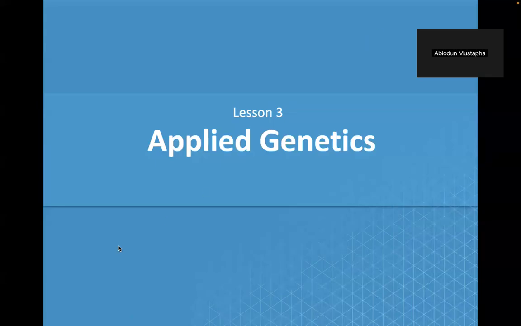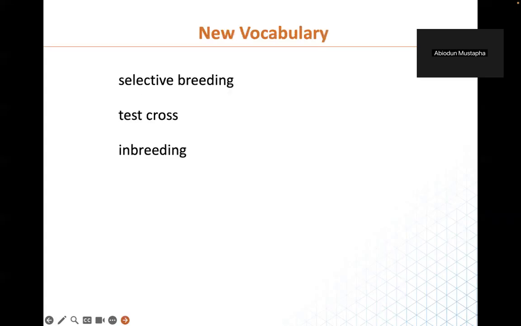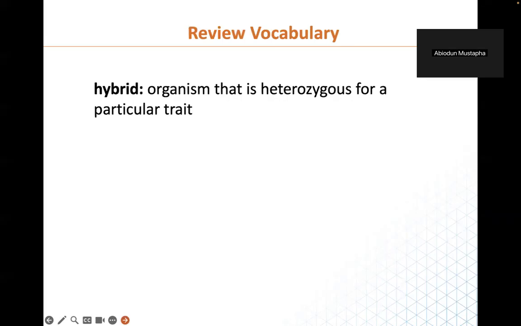Welcome to Applied Genetics, lesson number 3. We've talked about lessons number 1 and 2. So what are examples of selective breeding? We want to talk about selective breeding, test cross, and inbreeding.